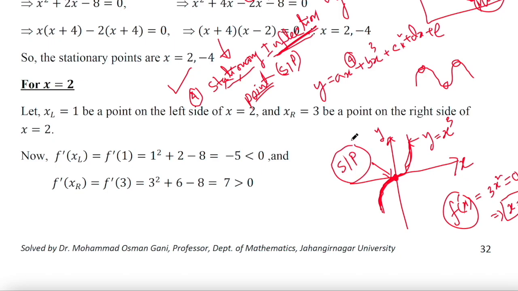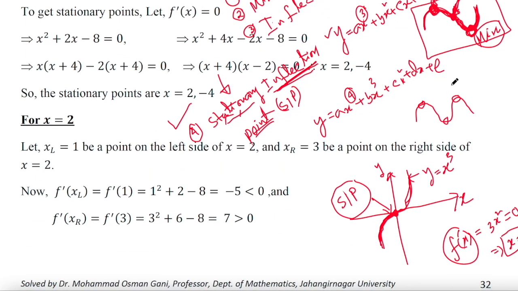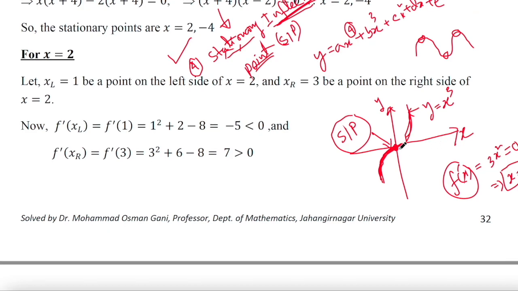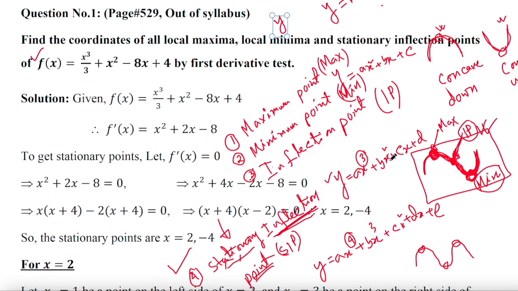So by this time we understand 4 points. A point where y has maximum value is called maximum point. A point on the curve where y has minimum value is called minimum point. And the point where the curve changes concavity is called inflection point. And a point where first derivative equal to 0 as well as the curve changes concavity is called SIP, stationary inflection point. These 4 points we are looking for first for a function, for a nonlinear function like this.